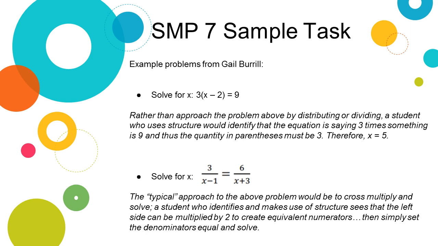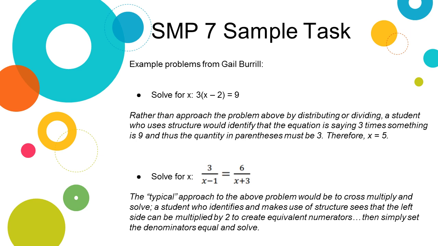So rather than approach the problem above by distributing, like we probably have always done, or dividing, a student who uses structure would identify that the equation is saying 3 times something is 9, so therefore what's in the parentheses has to be 3. 3 times 3 is 9. And then you can see the bottom one, solve for x.